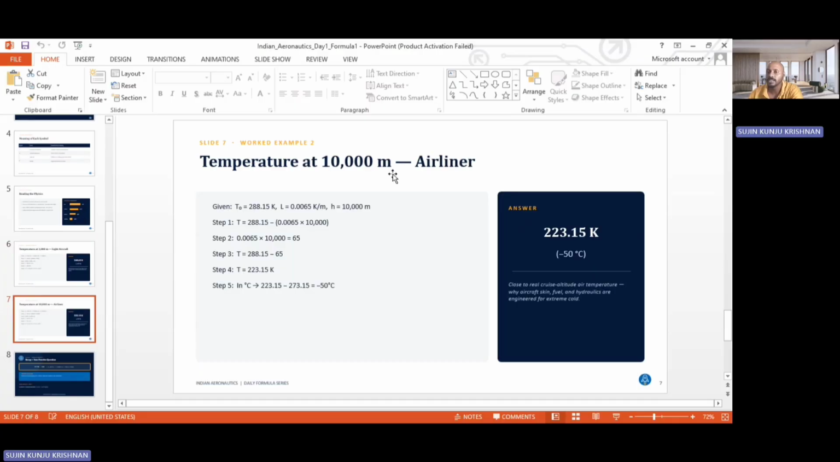Now example two, the temperature at 10,000 meters for an airliner. An airliner is cruising at 10,000 meters. Find the temperature, and notice this is right near the edge of our 11,000 meter limit. Same formula, same steps: T equals 288.15 minus 0.0065 times 10,000. So 0.0065 times 10,000 equals 65.